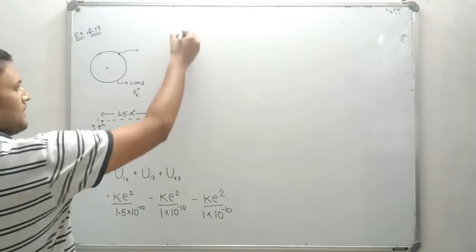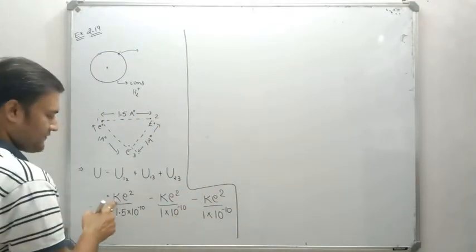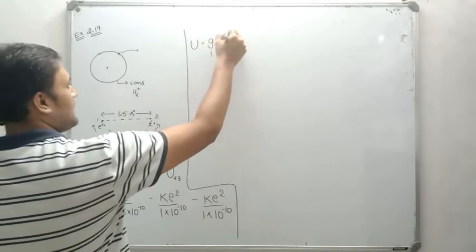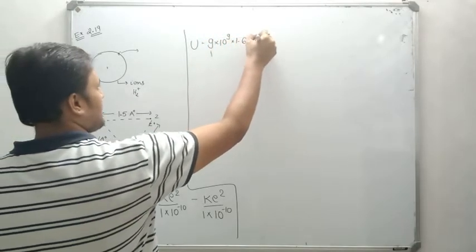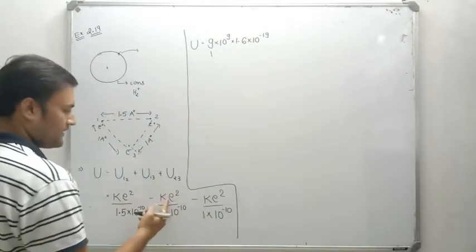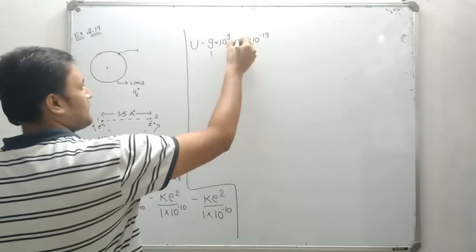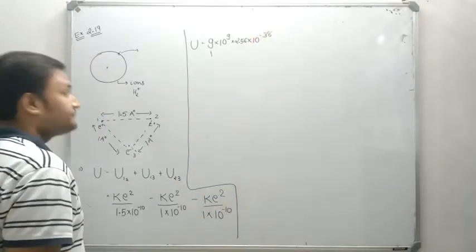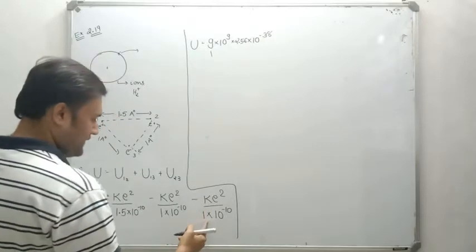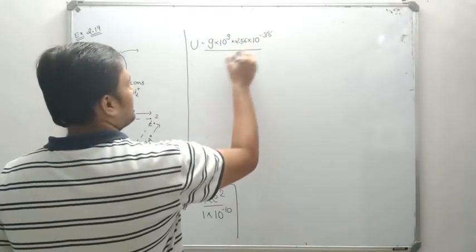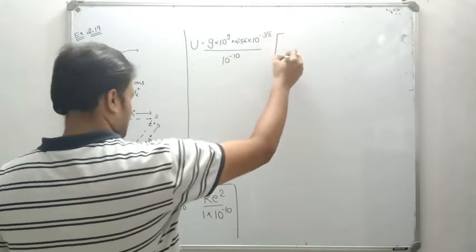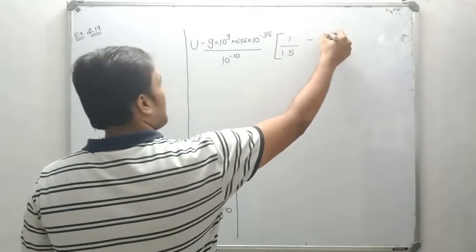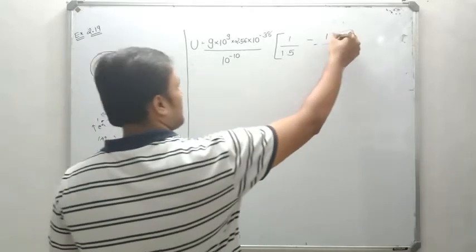Now we take k e square common. U is equal to k e square. k is equal to 9 into 10 raised to 9. e square is equal to 1.6 into 10 raised to minus 19 whole square, which is 2.56 into 10 raised to minus 38. Now 10 raised to minus 10 is common, so here 1 upon 1.5 minus 1 upon 1 is equal to 1.